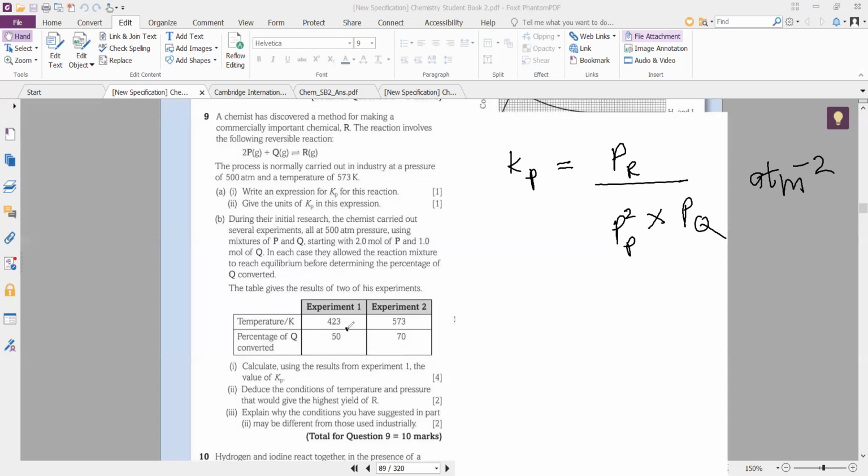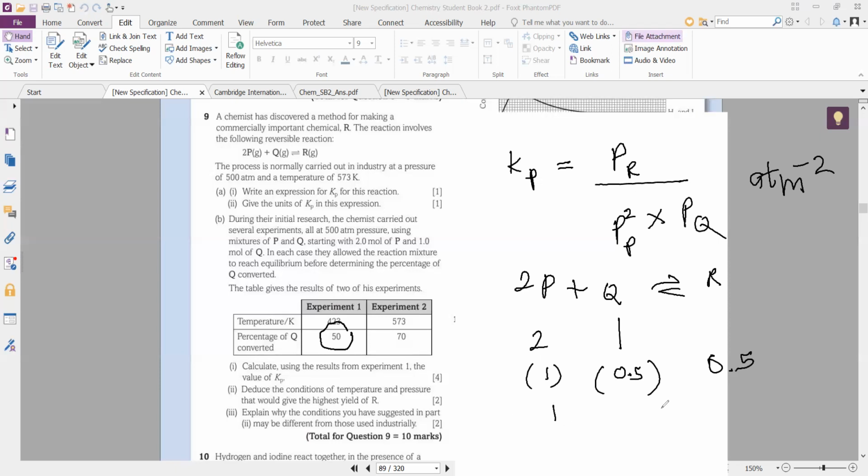So the percentage of Q converted is 50%. So the equation is 2P plus Q gives you R. Starting with 2 moles of P and 1 mole of Q. So 50% of Q reacted means 0.5 reacted, forming 0.5. So the equilibrium moles will be 1, 0.5 and 0.5. Initial, reacted and formed, equilibrium. Subtract.